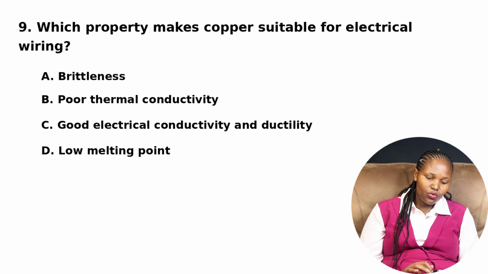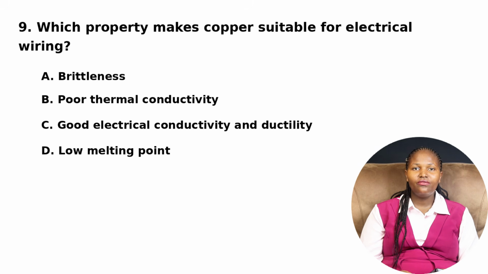Now we go to the next question, question number 9. Which property makes copper suitable for electrical wiring? So here we are talking about copper. Why is it suitable for electrical wiring? Again, a very interesting and very common question. So, copper. What makes it very suitable? Now, the correct answer is C, good electrical conductivity and ductility.